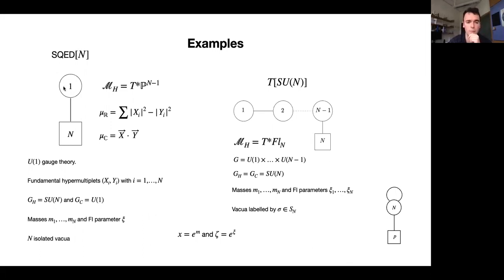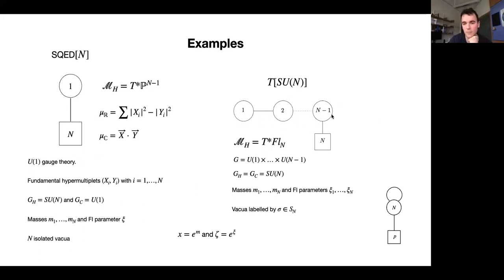So we have N fundamental hypers here, x_i, y_i, which gives us an SU(N) flavor symmetry. There's a U(1) gauge group. And the Higgs branch of this theory is described by this Nakajima quiver variety, which is the cotangent bundle to P^(N-1). And we're going to turn on generic masses that give us N isolated vacua. So geometrically, these N vacua are just which coordinate of P^(N-1) you set to be non-zero. Okay, so this is one of the main examples we're going to discuss today.